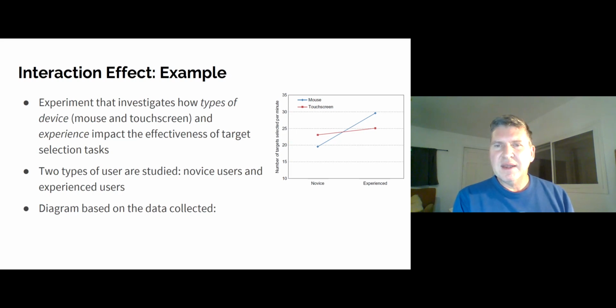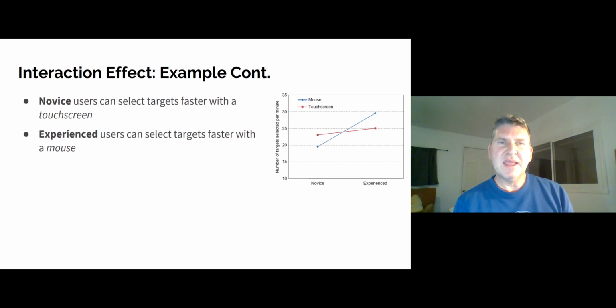So we have novice and experienced, and we have, as our colors of our lines, mouse and touchscreen. So the number of targets selected per minute is over there on the y-axis. And we can see here better performance is higher up in the chart on the y-axis. So it looks like novices do better with touchscreen and experienced users do better with the mouse. And you can see here that the mouse is not universally better, the touchscreen is not universally better, and we can say that there's an interaction effect because the lines cross.